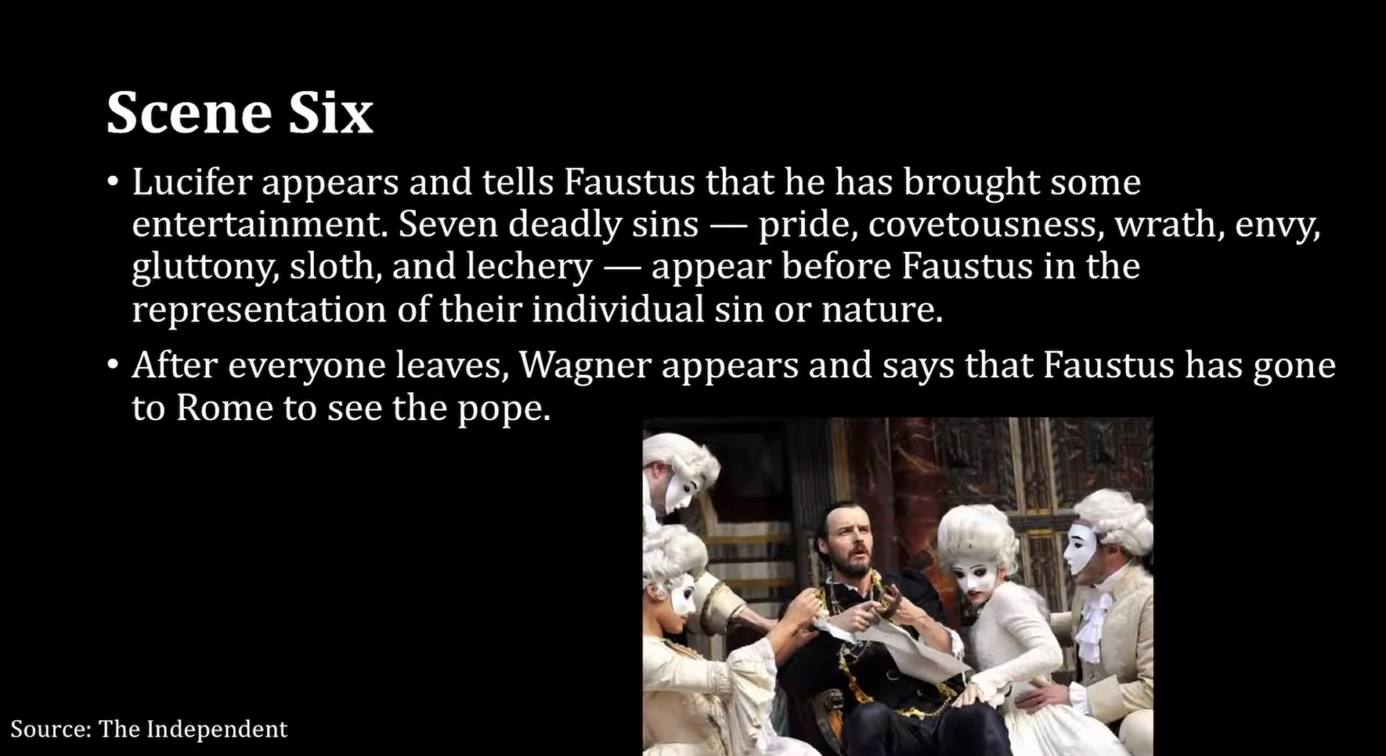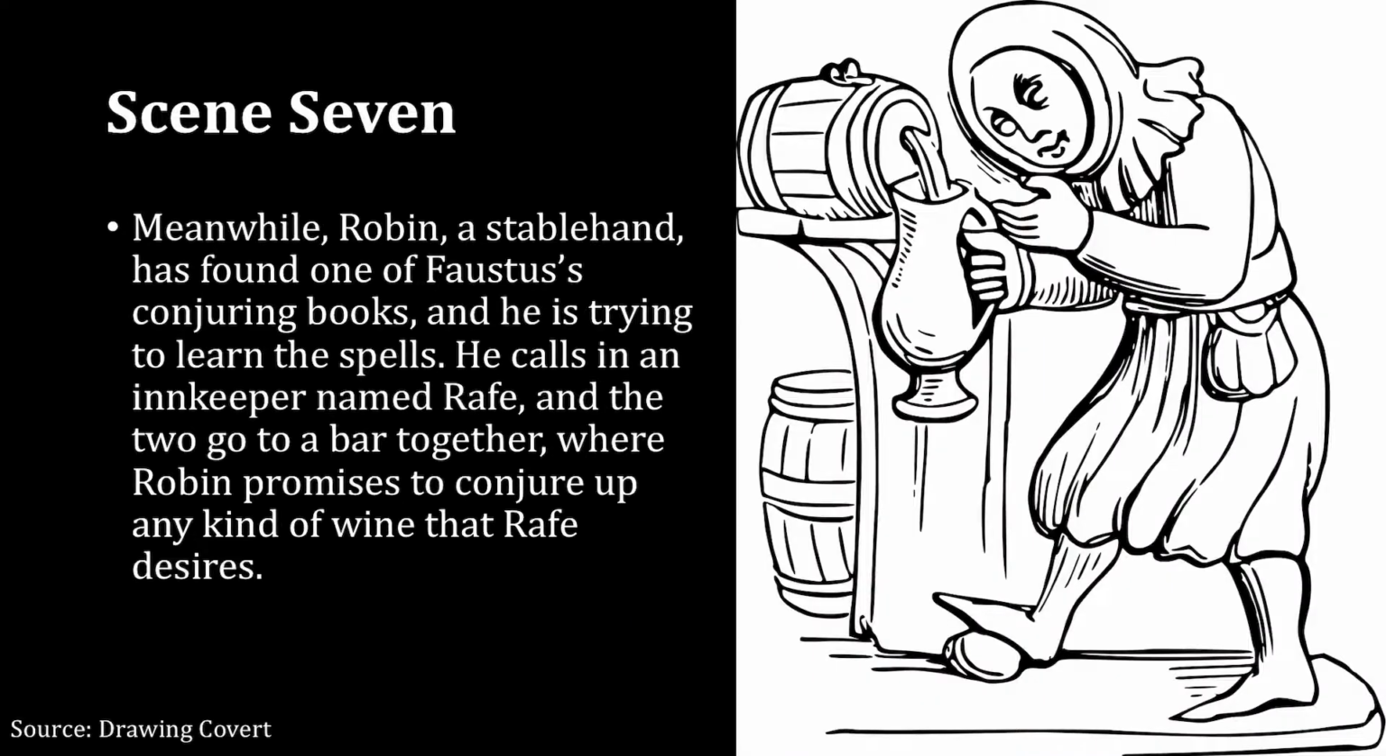In scene 6, Lucifer appears and tells Faustus that he's brought some entertainment. The 7 deadly sins, pride, covetousness, wrath, envy, gluttony, sloth, and lechery, all appear before Faustus in the representation of their individual sin on nature. After everyone leaves, Wagner appears and says that Faustus has gone to Rome to see the Pope.